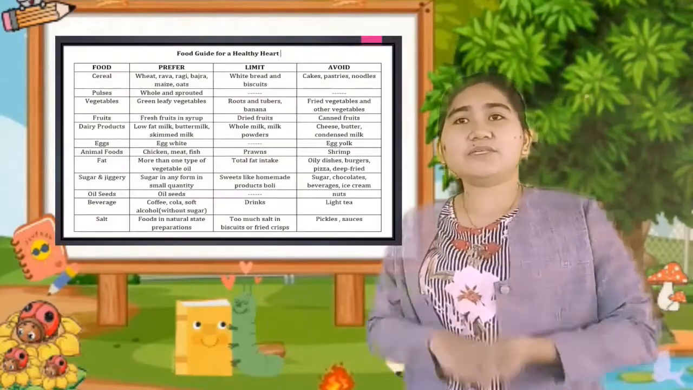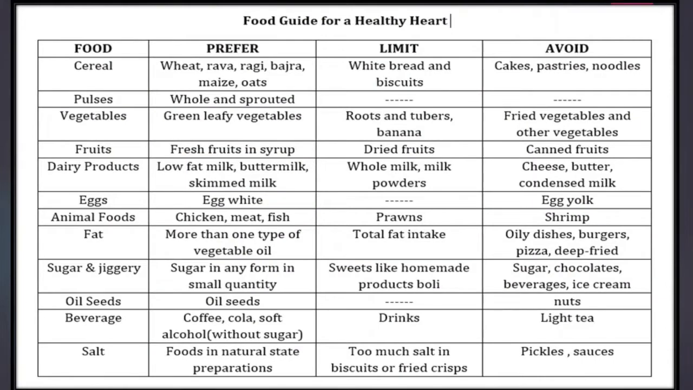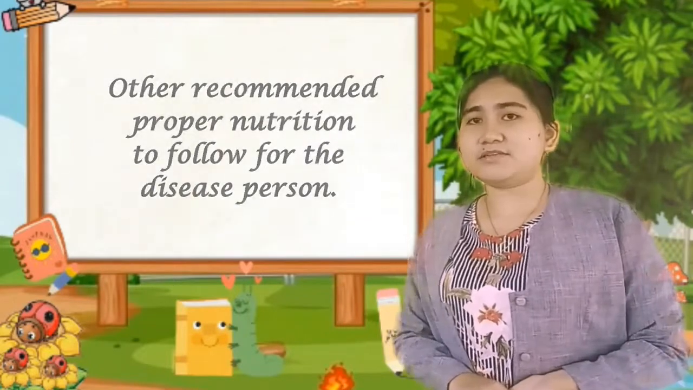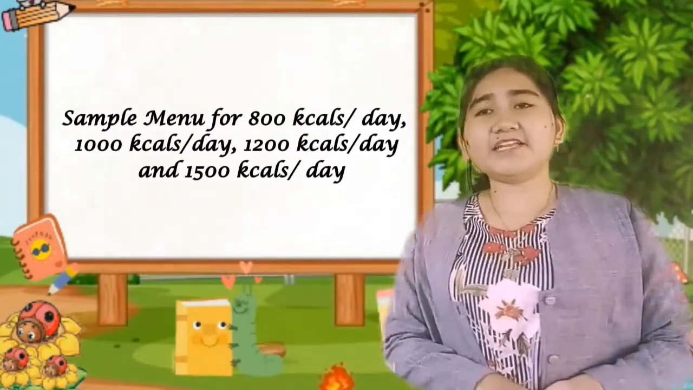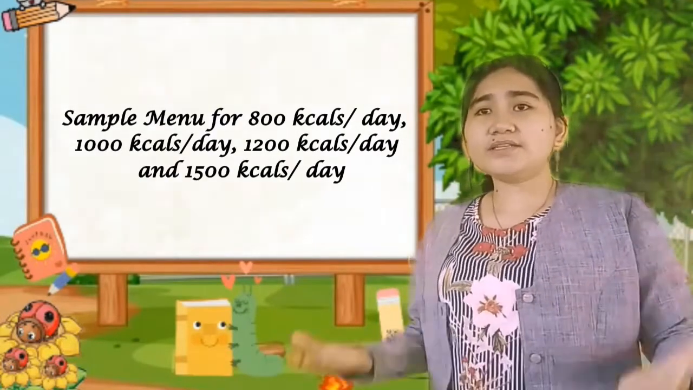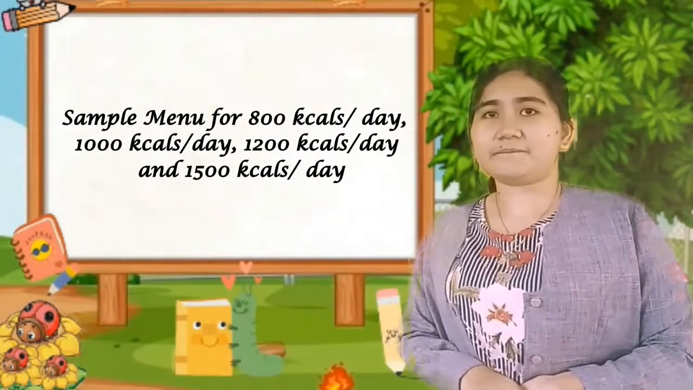I will show you some food guide for a healthy heart. We have cereals, pulses, vegetables, fruits, dairy products, eggs, animal foods, fat foods, sugar, and jaggery. So these are other recommended proper nutrition to follow for the diseased person. Sample menus for 800 calories per day, 1,000 calories per day, 1,200 calories per day, and 1,500 calories per day.